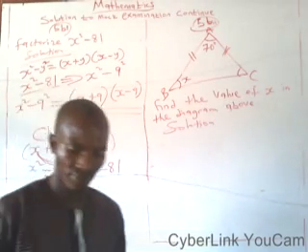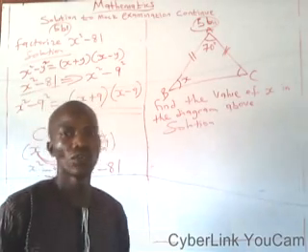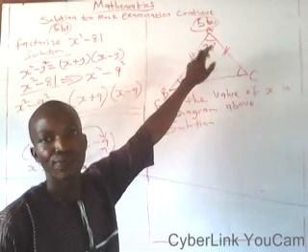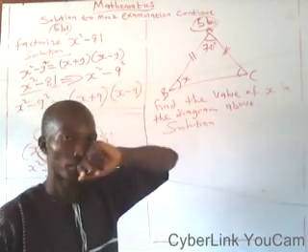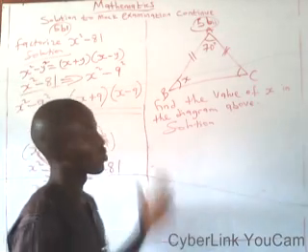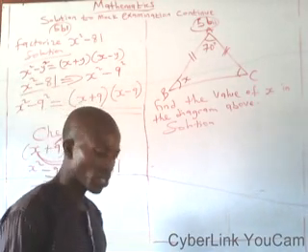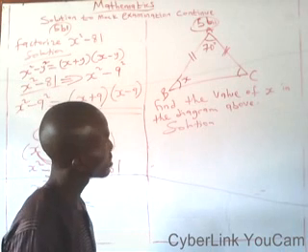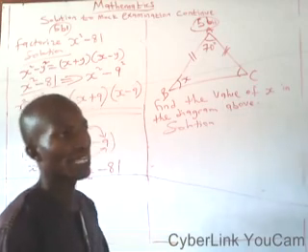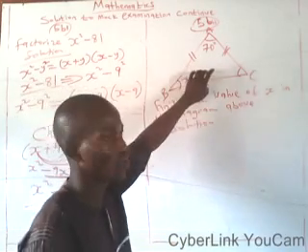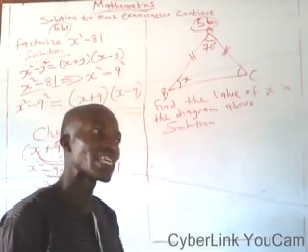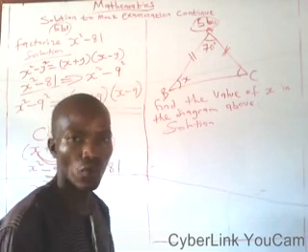Boys and girls, the question says we should find the value of x in this particular triangle. If you compare this triangle to the first triangle, you are going to notice that they are not the same. Even though from the sign that we have at the side of the triangle, the other one has all the sides equal, and at the same time all the angles are equal.